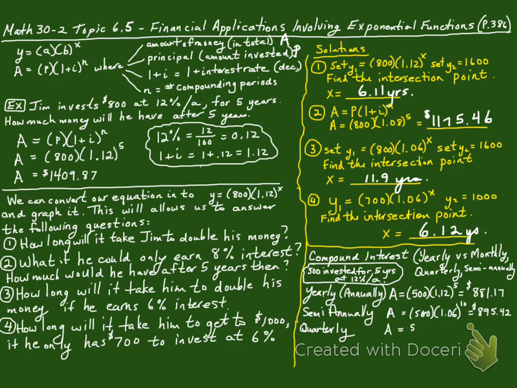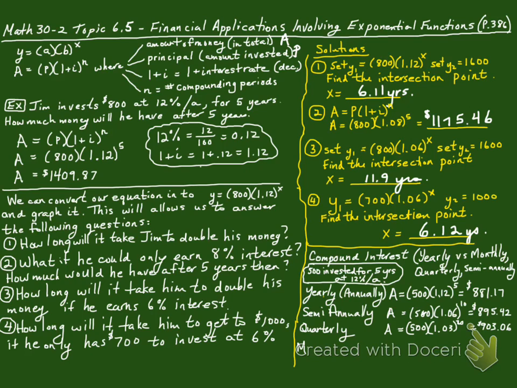For quarterly, we have A is equal to 500. That part never changes. But now it's going to be for 4 times a year, so we've got to take our 12% interest rate and divide it by 4. That means we're going to earn 3% every quarter. And that'll be to the power of 5 years, 4 times a year, so that's 1.03 to the power of 20, or $903.06.